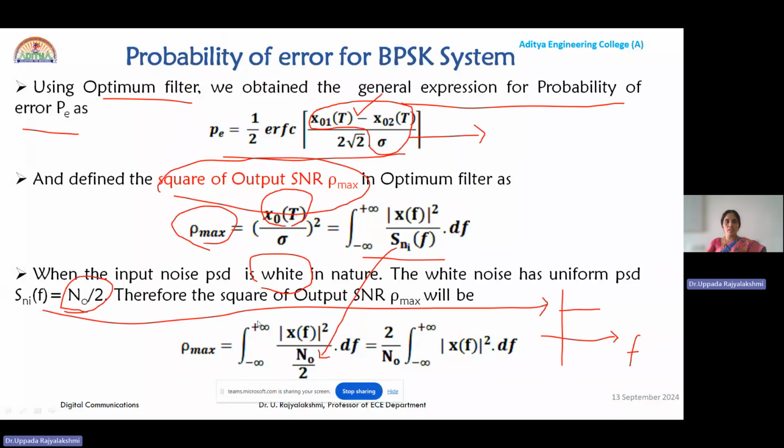So that is integral from minus infinity to plus infinity of |X(f)| square divided by N0 by 2, df. In the denominator you have N0 by 2, so I can write it as 2 by N0, because it is independent of integration, and we have taken it outside the integration. So 2 by N0 integral from minus infinity to plus infinity of |X(f)| square df, where |X(f)| square is nothing but the square of magnitude of the input signal in frequency domain.